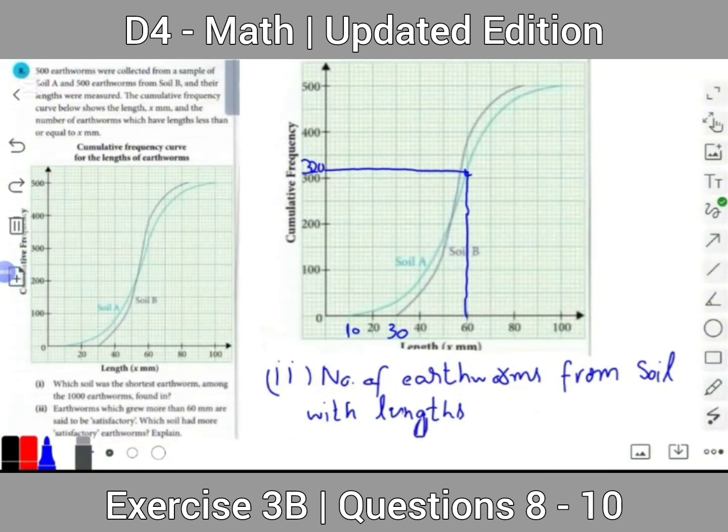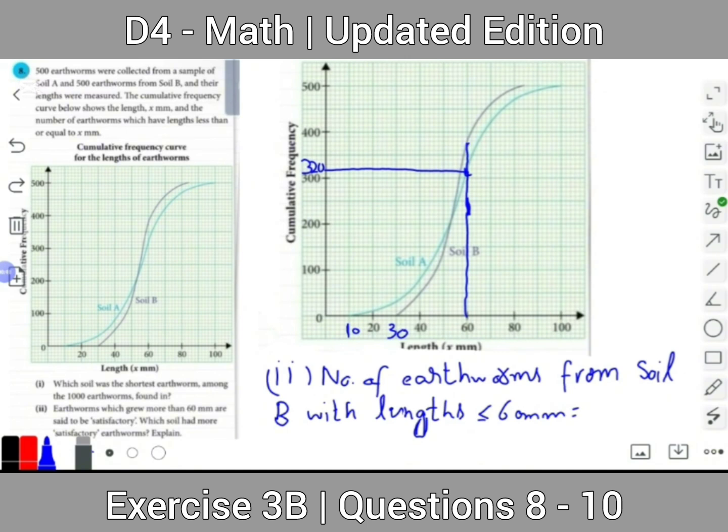Now from the graph, the number of earthworms from soil B with length less than or equal to 60 millimeters can be found by extending the vertical line from the point of 60 until it cuts the curve representing soil B.